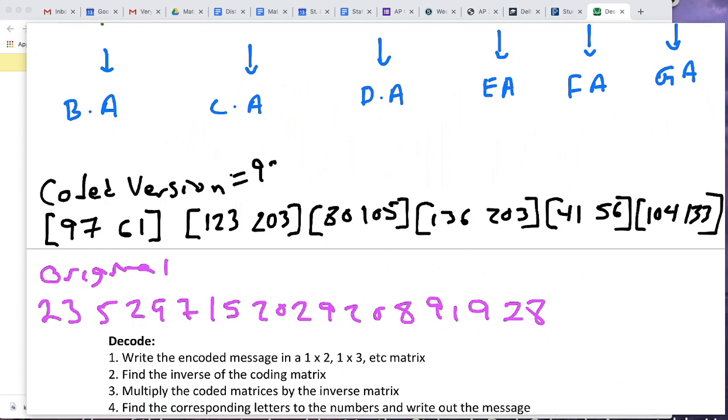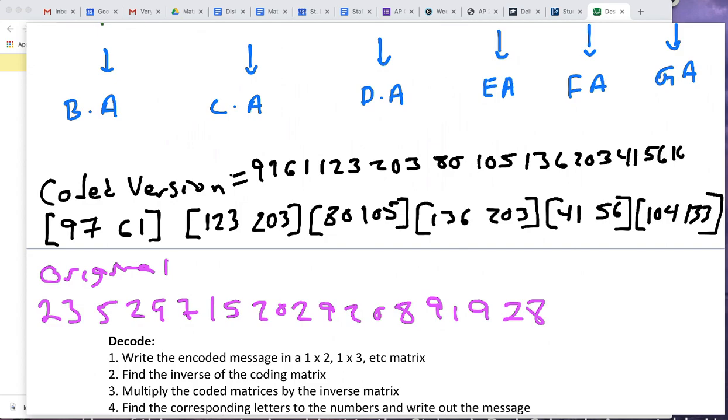So 97, 61, 123, 203, 80, 105, 136, 203, 41, 56, 104, and 133. If I gave those to you as a string of numbers, and you had the coding matrix, you could actually undo them, and that's what I'm going to show you how to decode.